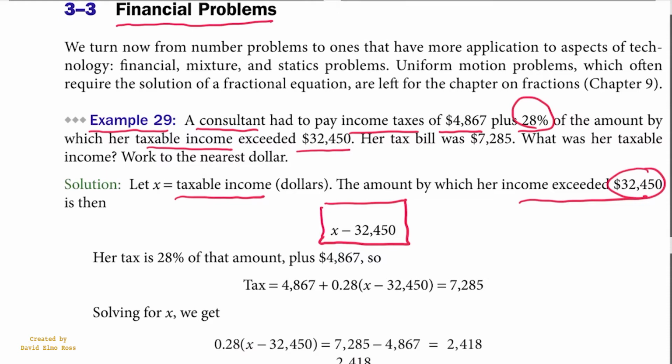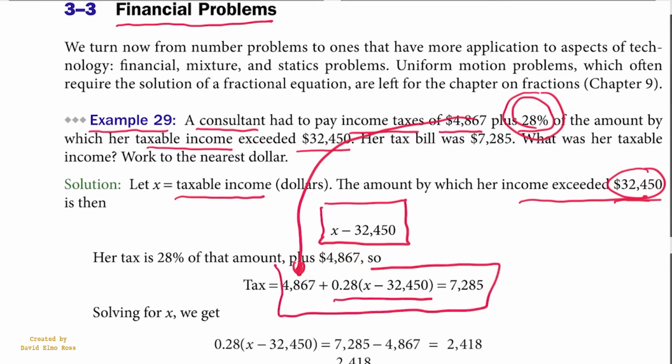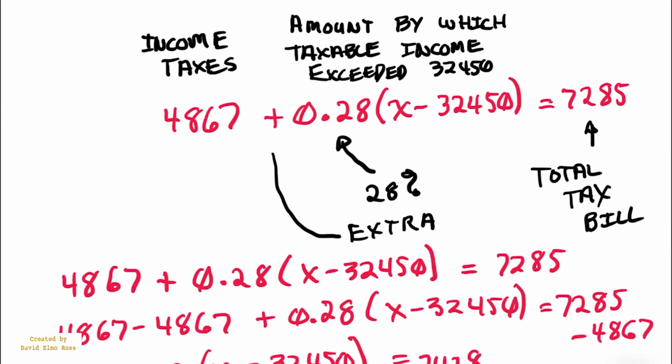If she paid $32,451, that would be $1 that would be taxed at this 28%. Its total tax is going to be the tax that they already owed plus 28% of the amount that exceeds $32,450. And that is going to equal this number. So this is going to be the equation that we're going to start with and solve. Now what we want to get for our total tax bill here is how much we're paying in income tax and how much extra we're going to pay for the amount that has exceeded the 32450.